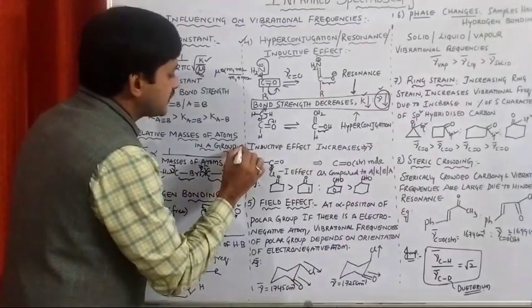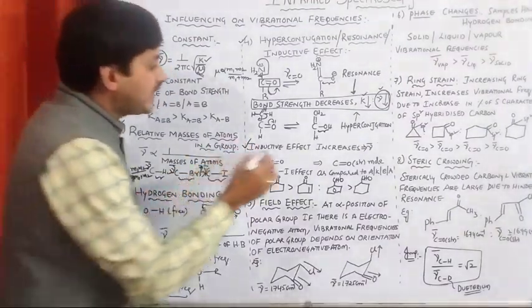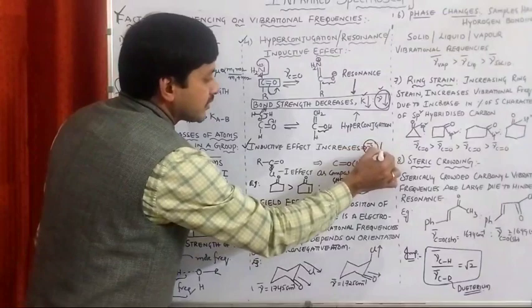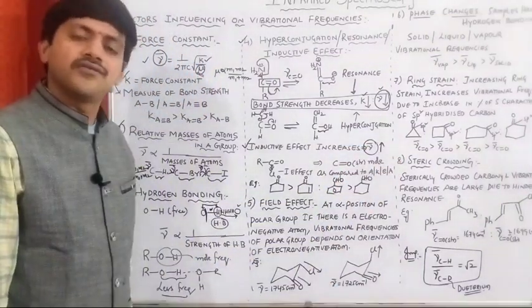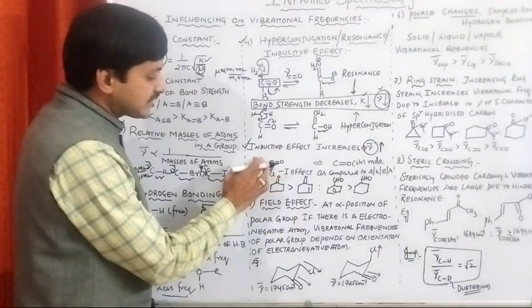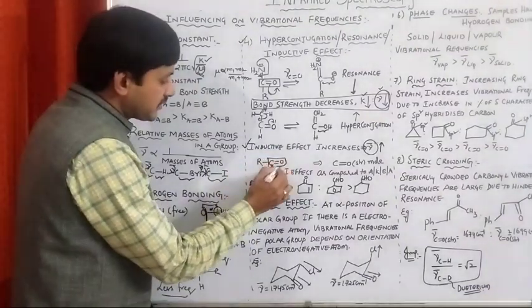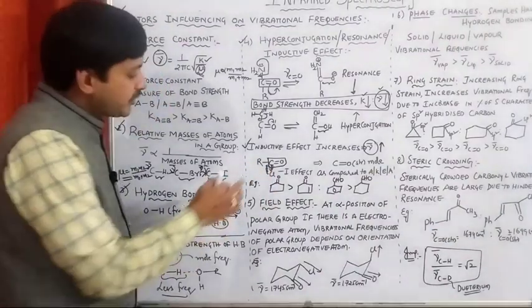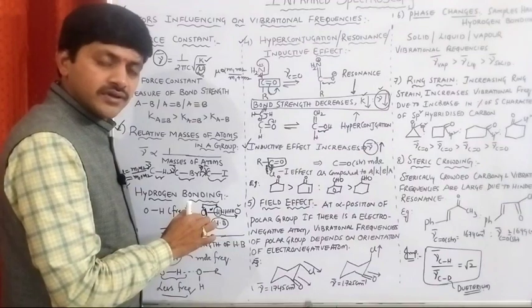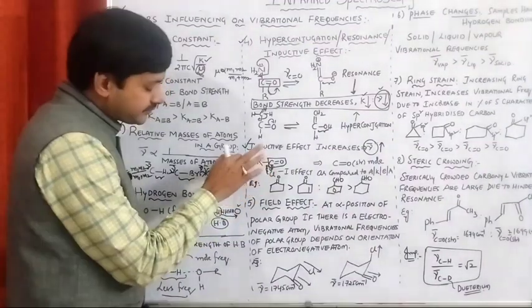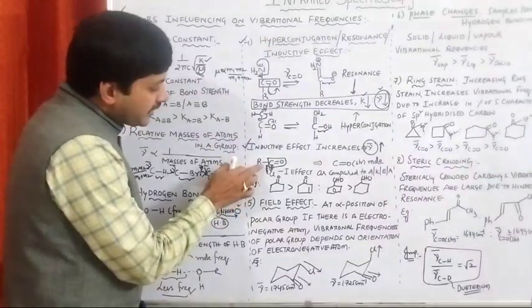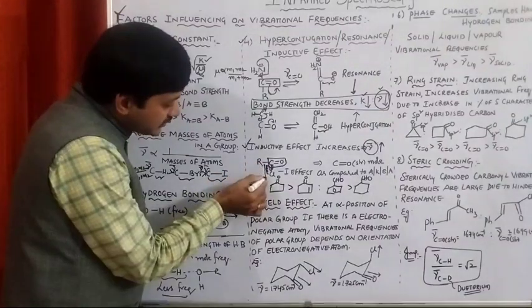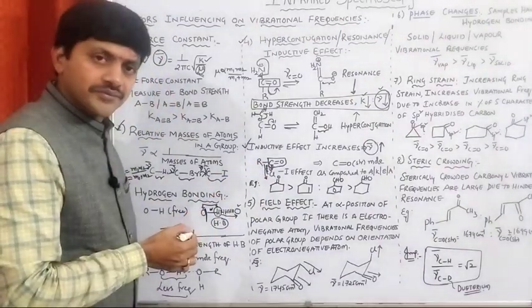Then the next one is the inductive effect. The inductive effect increases the vibrational frequency values. Why? See this one, in the case of acid halides, if you talk about this C double bond O, here we are observing the inductive effect. Chlorine is more electronegative than carbon, right? That's why the bonding electrons always move towards the chlorine.